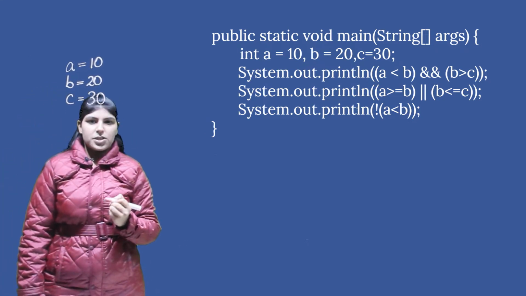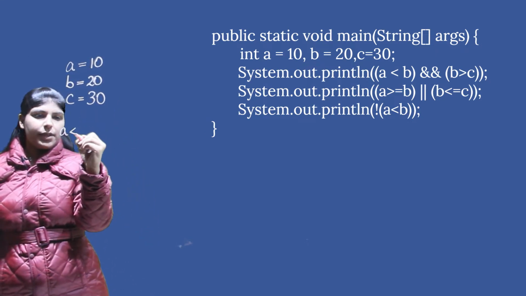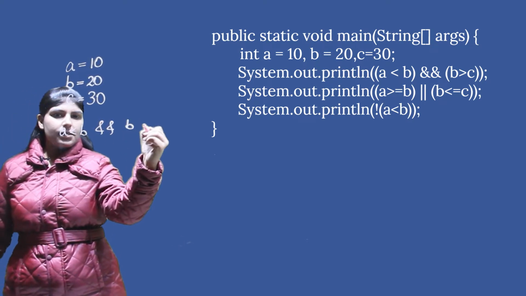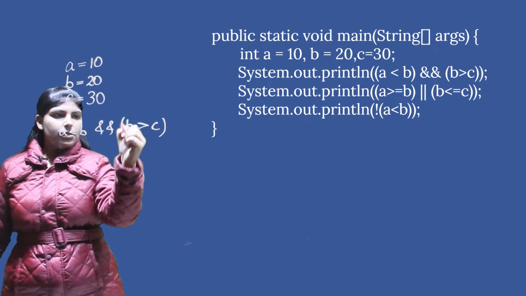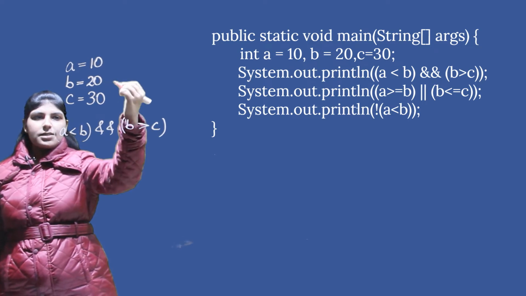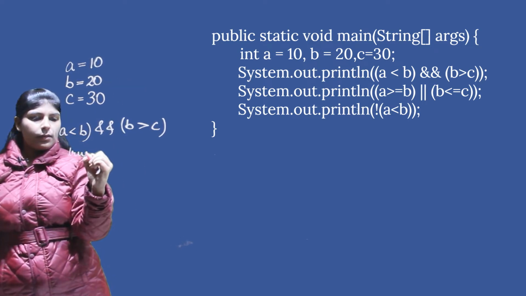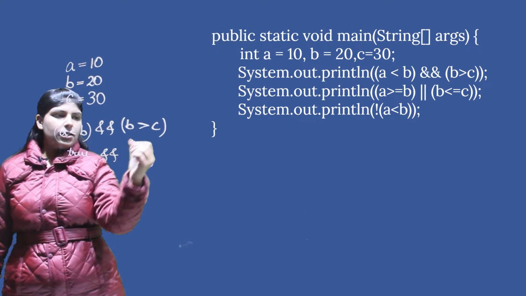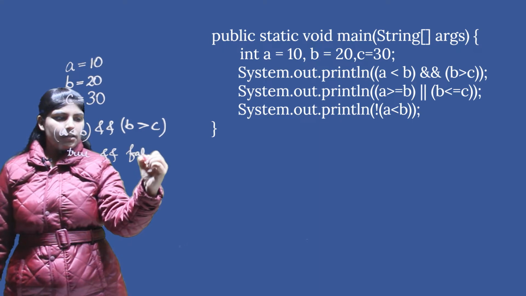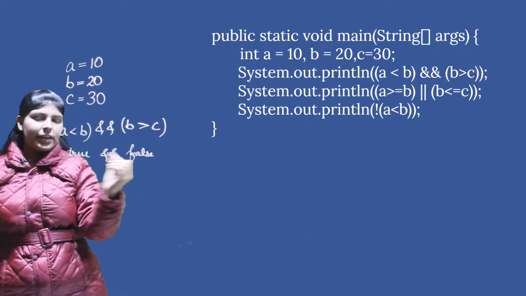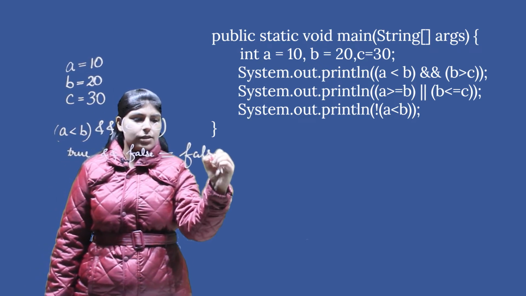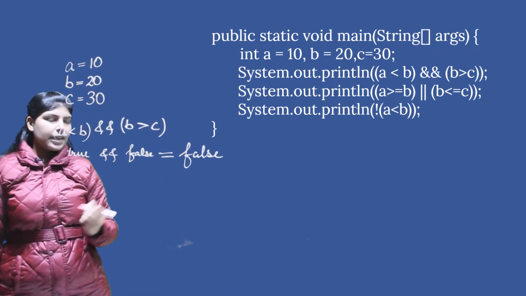So now in the first expression we are checking if A is less than B and B is greater than C. So this first expression A is less than B. So 10 is less than 20. This is true. And the second expression B is greater than C. So 20 is greater than 30 will return false. So as we have seen in AND operator, if any one of the input is false, it returns false. So for this output is false.